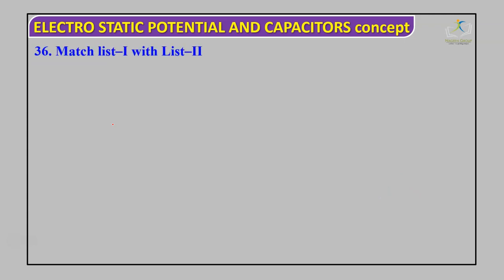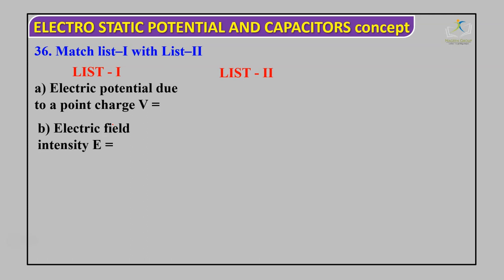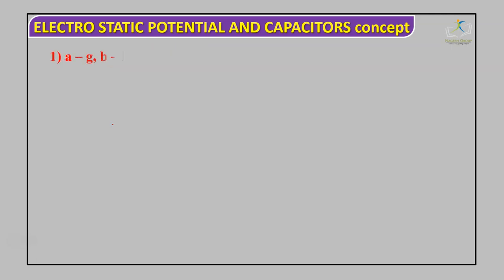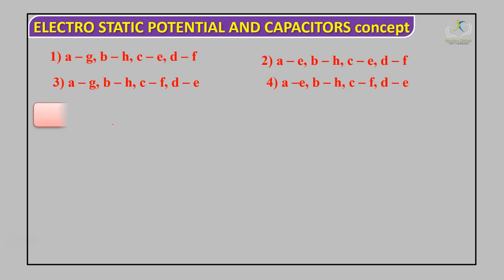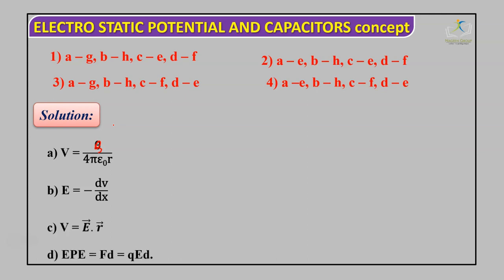Next question we have, again match the following. From these we have a list, and these are the options. In the solution we have V is equal to V naught, like 1 by 4 pi epsilon naught Q by R. This is the Q by R. E is equal to minus dV by dr or dx. We put this value and get the result that the electric potential energy is equal to force into displacement, which is equal to QEd. According to that, the first option is correct.